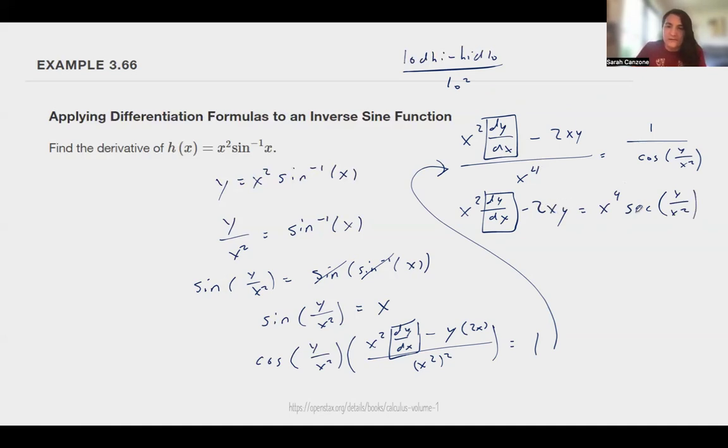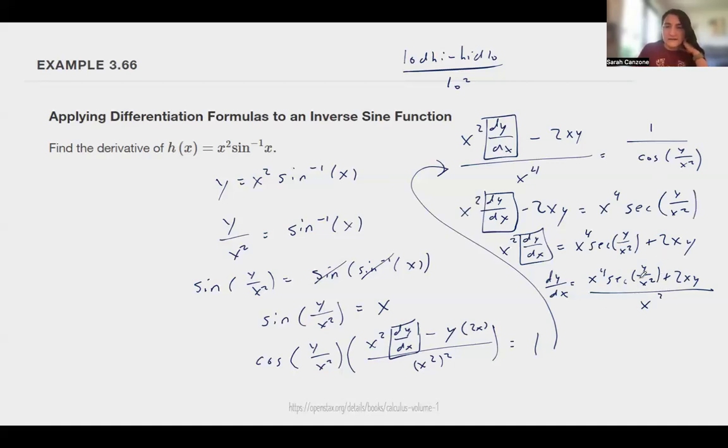All right, now I can go ahead and add the 2xy to the other side. So I have x squared dy dx equals x to the fourth secant of y over x squared plus 2xy. And then I can just divide by x squared. So dy dx equals x to the fourth secant of y over x squared plus 2xy, all over x squared.